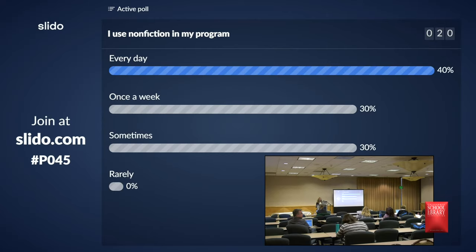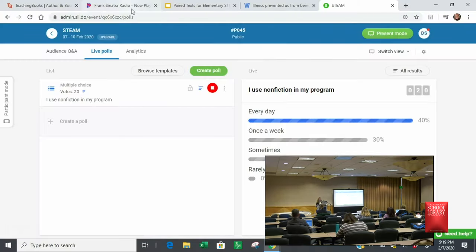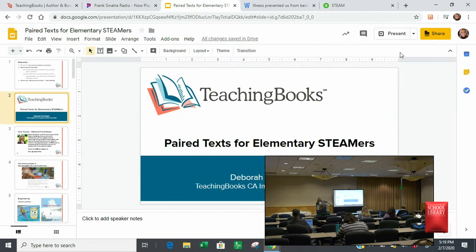And so it looks like 40% of us use nonfiction in your program every day, and certainly it gets circulated in your library every day. But let's jump right in there and learn a little bit about not only nonfiction, but also fiction.